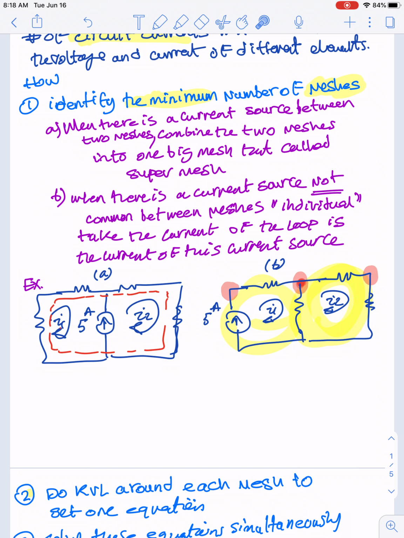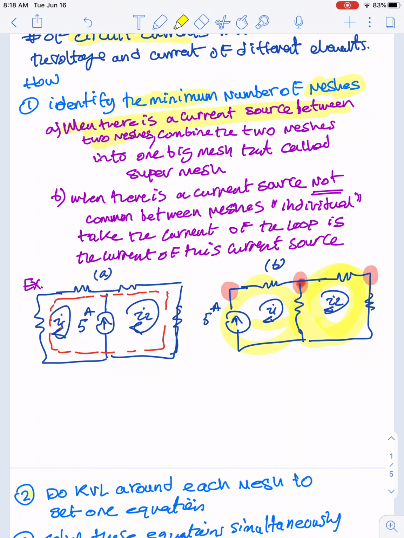But the main thing is, in order to reduce the number of meshes, whenever we see a current source common between two loops, we will extend the loop or combine these two loops, in order to reduce the total number of meshes. So this is the first case, when there is a current source common between two meshes.